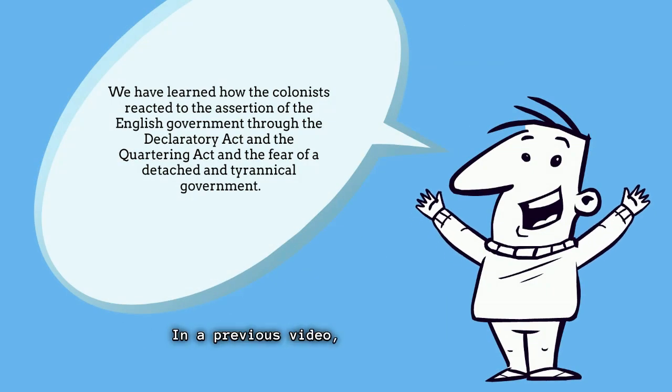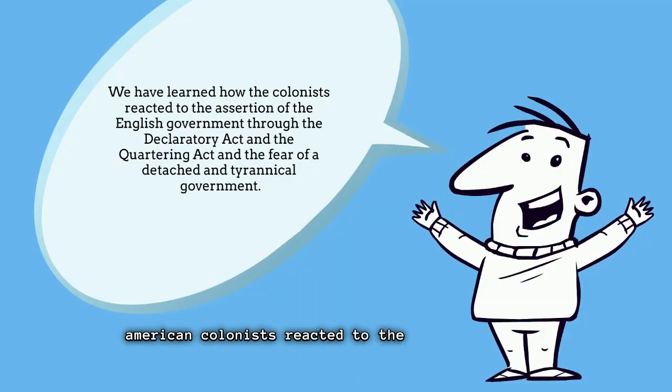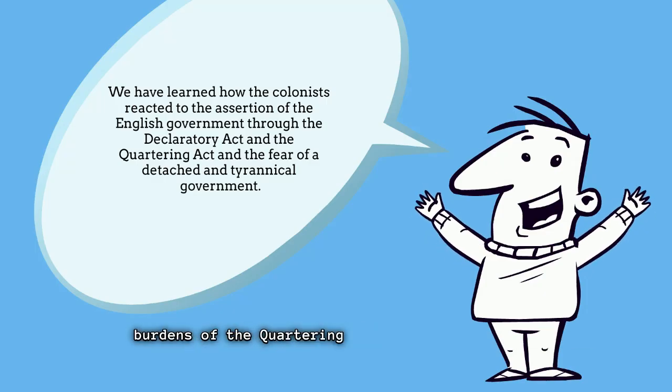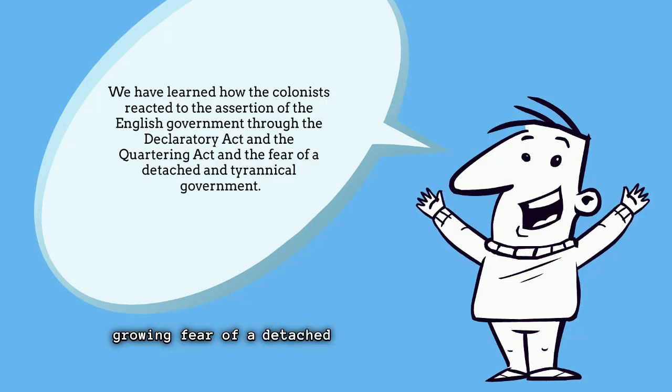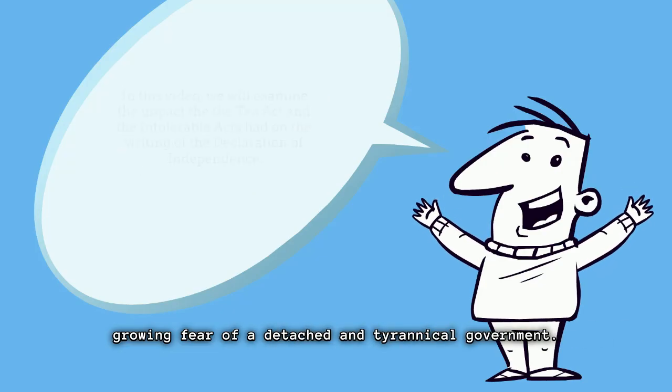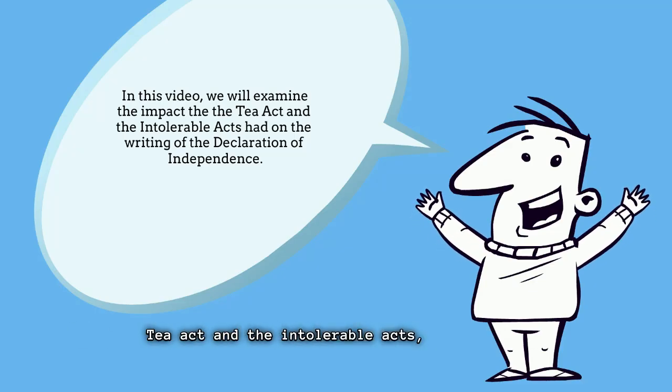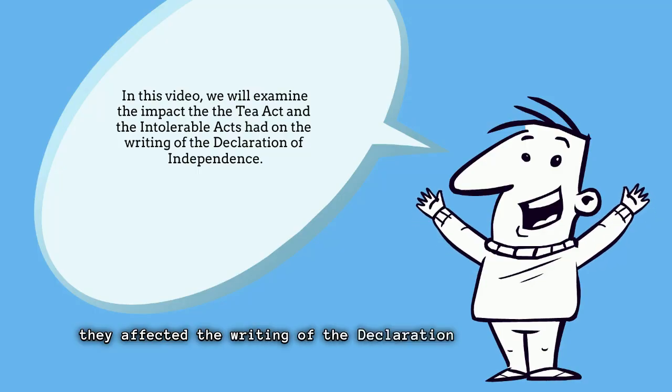In a previous video, we learned how the American colonists reacted to the assertion of the English government through the Declaratory Act, the financial burdens of the Quartering Act, and the colonists' growing fear of a detached and tyrannical government. In this video, we'll examine the impact of the Tea Act and the Intolerable Acts, and the way they affected the writing of the Declaration of Independence.